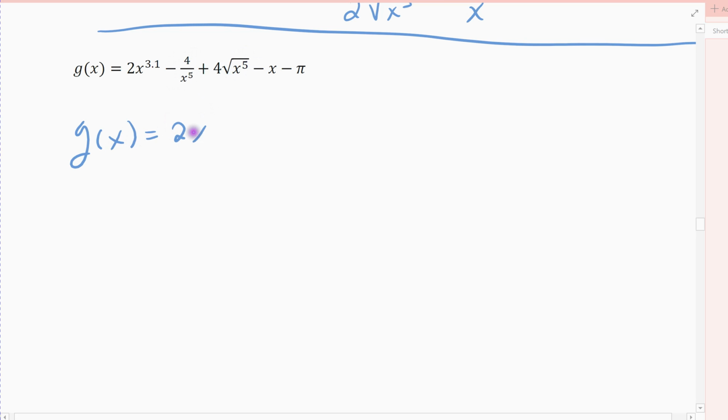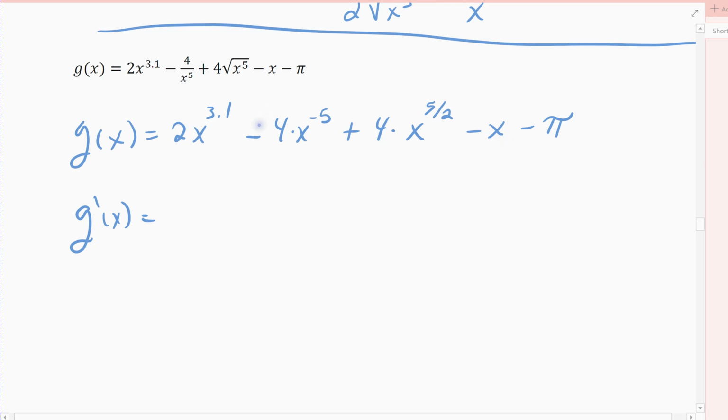Alright, so the first one's fine. 2x to the 3.1. Minus, I'm going to move my x to the 5th up, so it's going to be 4 times x to the negative 5th. Plus 4 times x, I'm going to rewrite this as the exponent 5/2. Minus x minus pi. Alright, there's my messy function. Now though, power rule, power rule, power rule, power rule, constant rule.